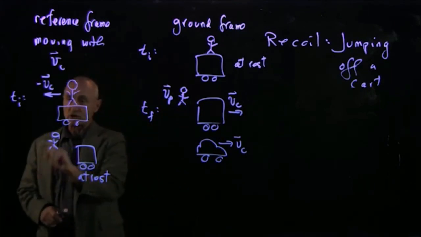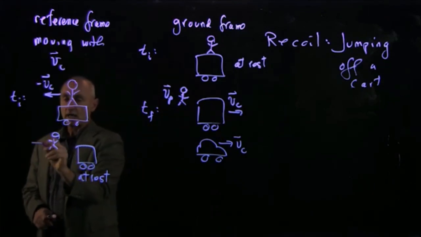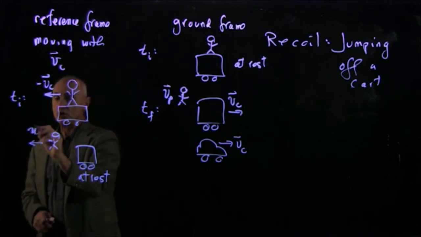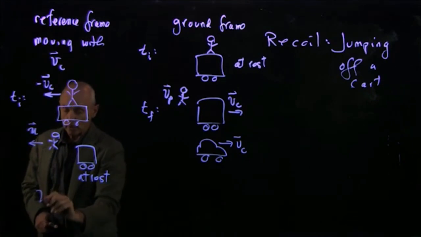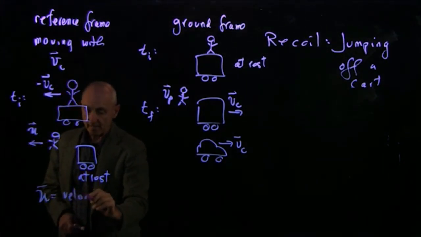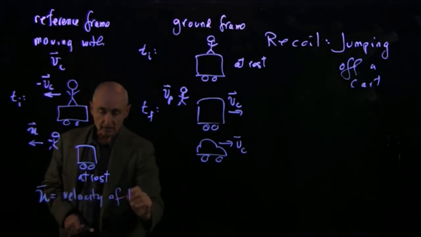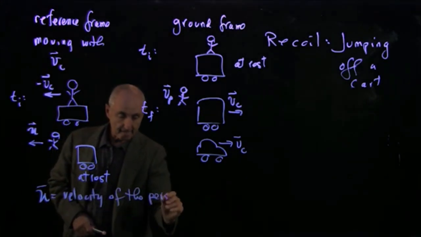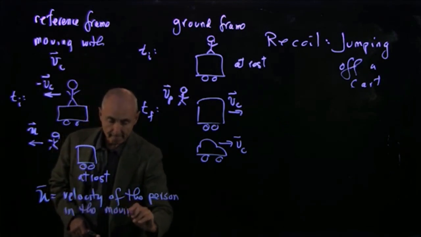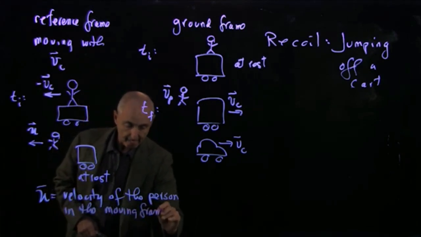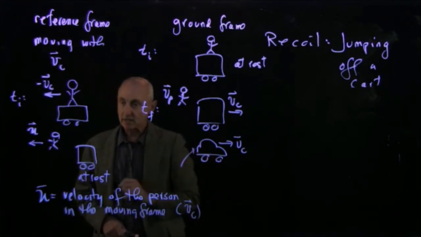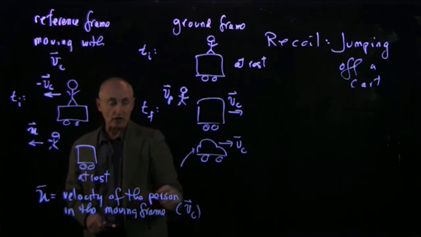What about the person jumping off? Well, let's write it this way. This is the velocity. I'm going to use a symbol u. Now, u, this is what we mean by that. This is the velocity of the person in the moving frame that's moving with velocity vc. That's the velocity of the person as seen by the cart.